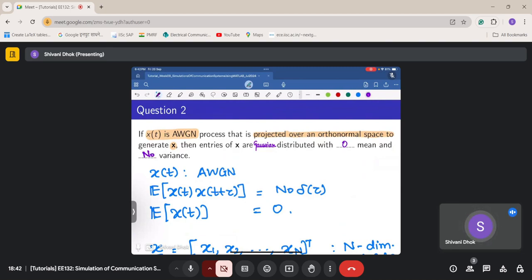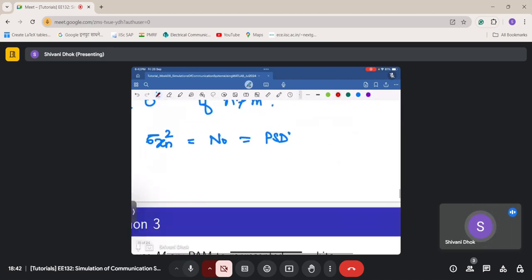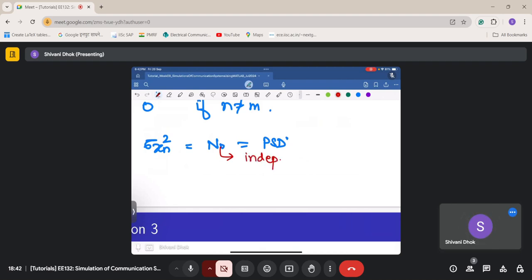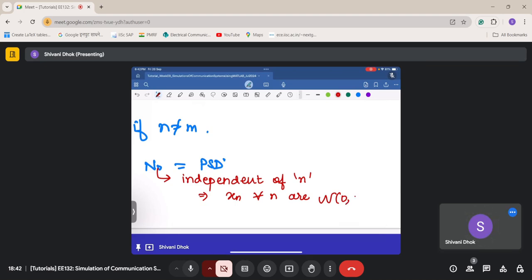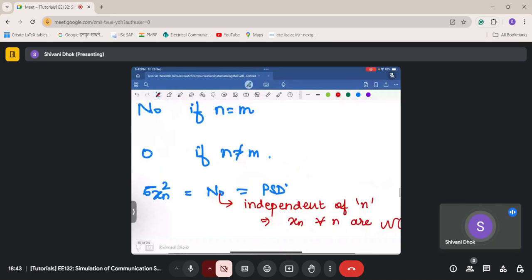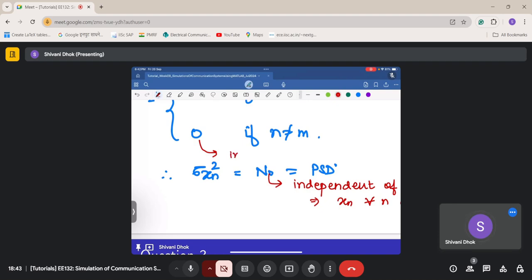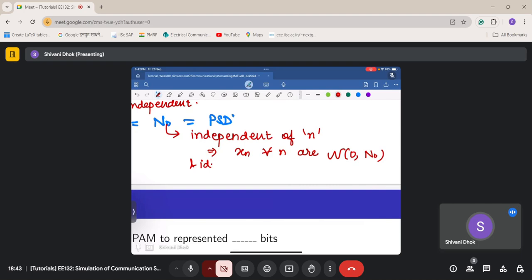Another thing that we should note here is these are IID Gaussians. So the variance N0 is independent of the index n. Which means xn for all n are Gaussian with zero mean and variance sigma xn square, or in other words N0, and this implies that they are uncorrelated or independent. And they are identically distributed. Sorry, independent.